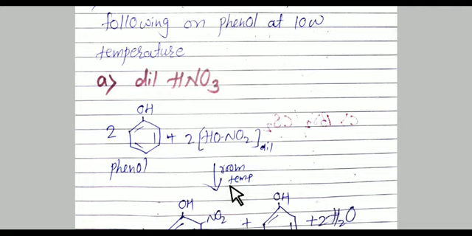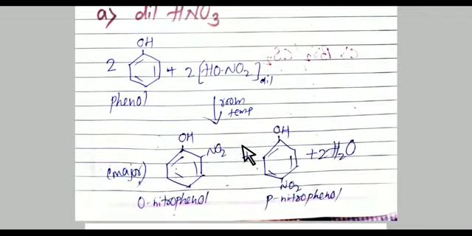The reaction is carried out at room temperature, and we know that whenever any compound reacts with nitric acid, a nitro group is attached on that compound only. So here we are using phenol, so the nitro group is attached on the phenol, and a mixture of orthonitrophenol and paranitrophenol is formed. Always remember, orthonitrophenol is the major product and paranitrophenol is the minor product.